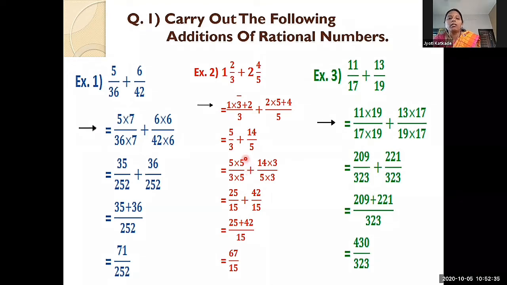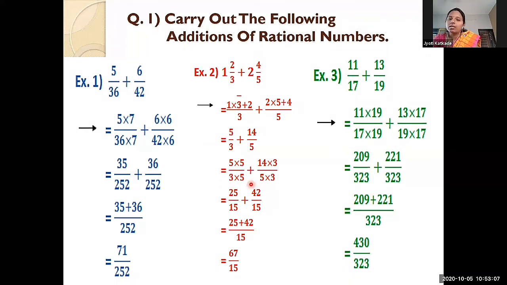Now here the denominators are different, so we have to take the LCM. 3 and 5 are prime numbers, so the LCM is 15. Then multiply 5/3 by 5, and multiply 14/5 by 3. So 5 into 5 divided by 3 into 5, plus 14 into 3 divided by 5 into 3.